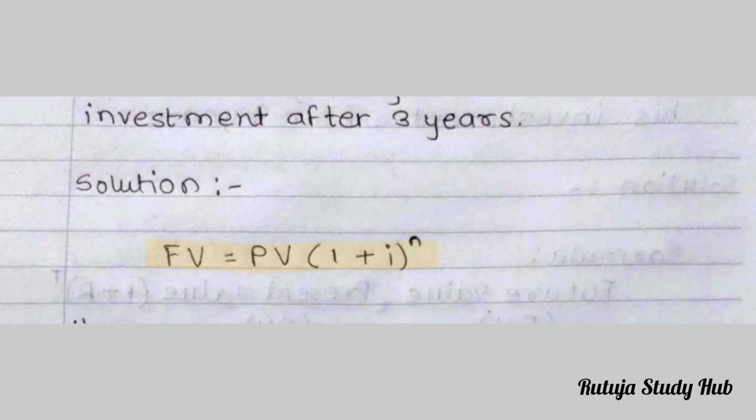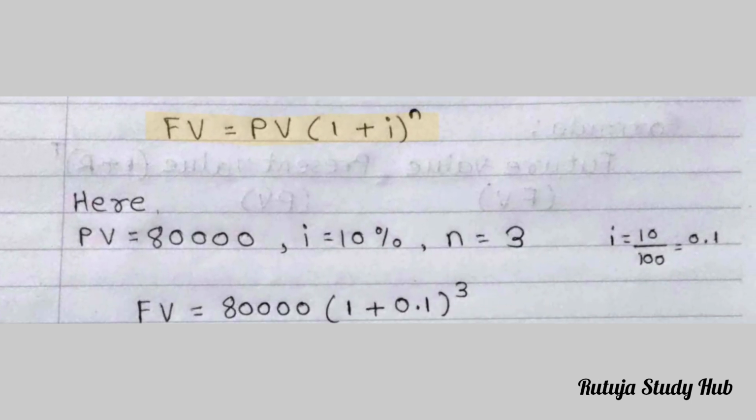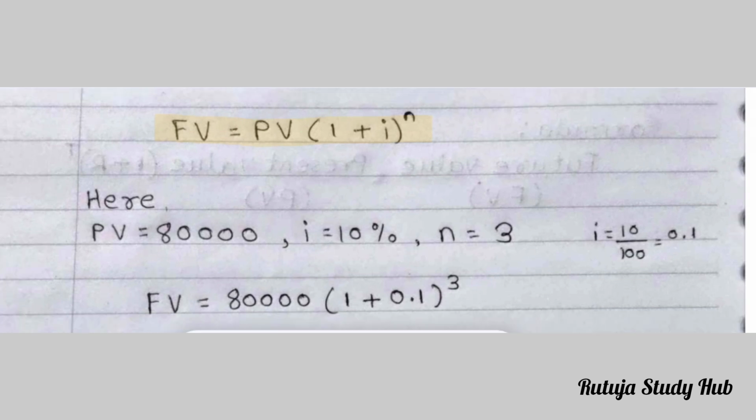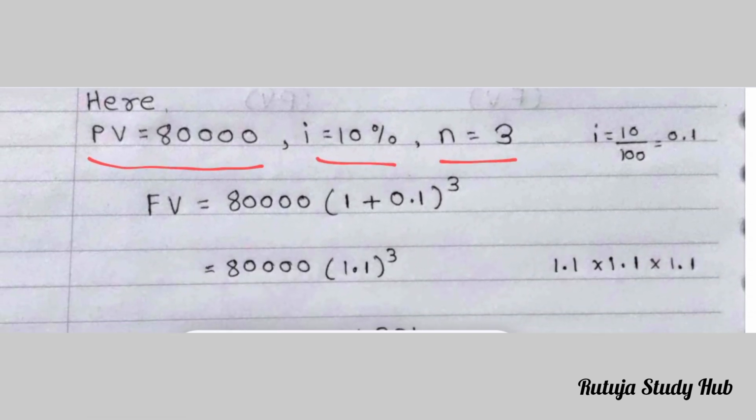FV = PV × (1 + i)^n, where FV is equal to future value, PV is equal to present value, the amount invested today, i is equal to rate of interest, n is equal to number of years. Now let us write the values clearly. Here PV is equal to 80,000, i is equal to 10%, n is equal to 3 years. We have to convert percentage into decimal. 10% means 10 divided by 100. 10 divided by 100 equals 0.1. So interest rate i equals 0.1.